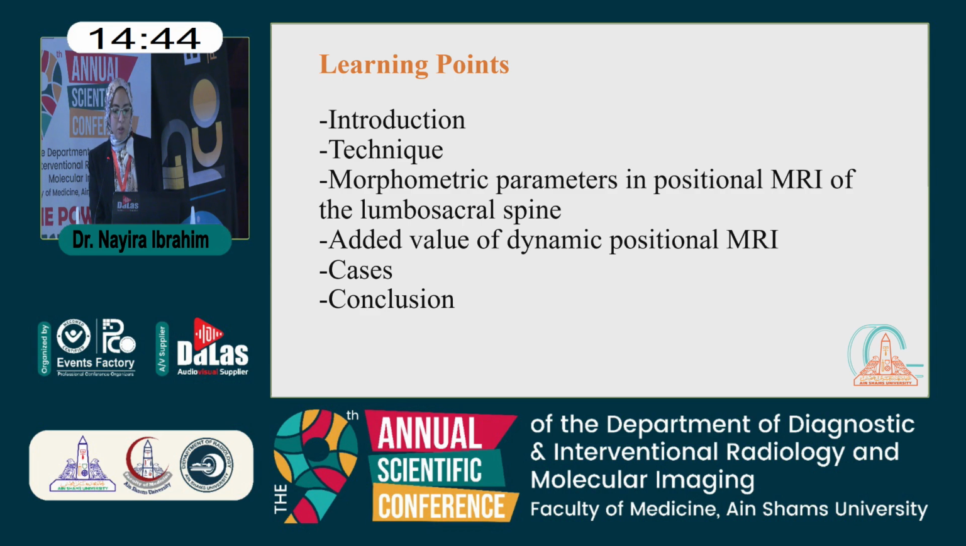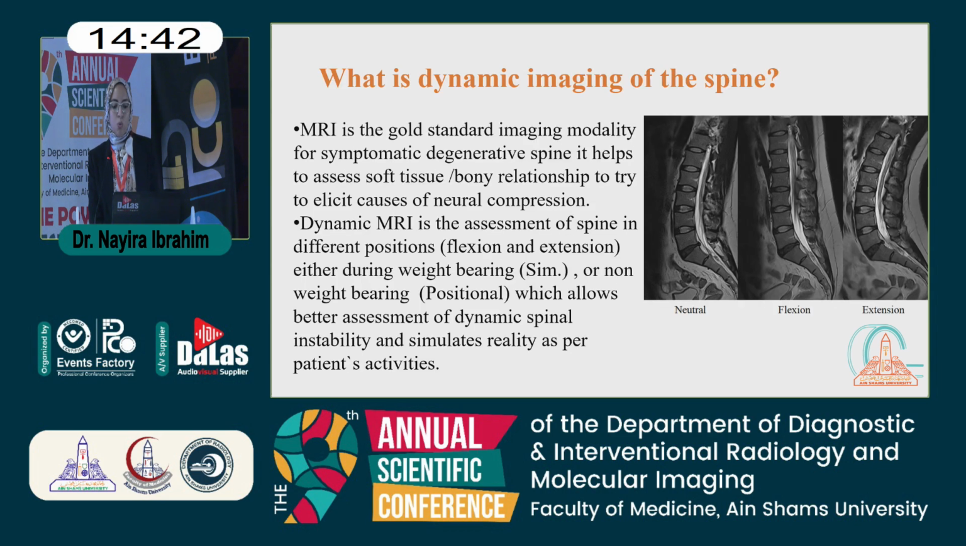These are our learning points. So what is dynamic imaging of the spine? MRI is the gold standard imaging modality for symptomatic degenerative spine. It helps to assess soft tissue-bone relationship to try to elicit causes of neural compression. Dynamic MRI is the assessment of the spine in different positions, flexion and extension, either during weight bearing or non-weight bearing, which allows better assessment of dynamic spinal instability and simulates reality as per patient's activities.